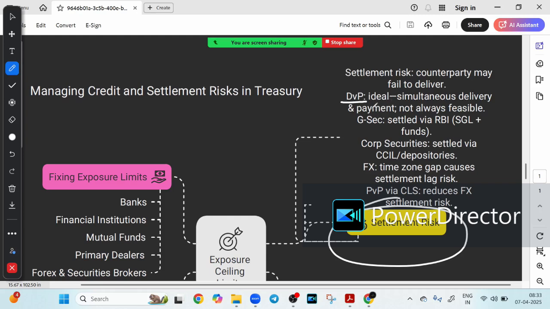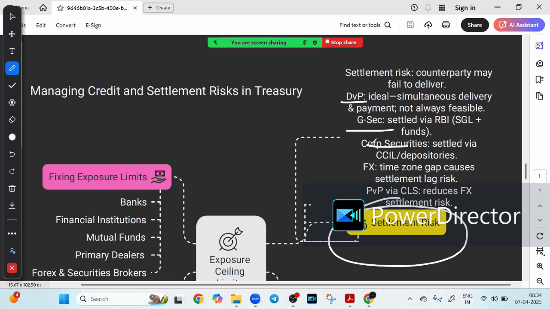What is the meaning of DVP? Delivery versus payment is ideal, but not always possible. Second thing is government security, GSEC. GSEC is settled through RBI using the SGL fund. Remember it, SGL, sovereign government bond. So this is how GSEC is handled.